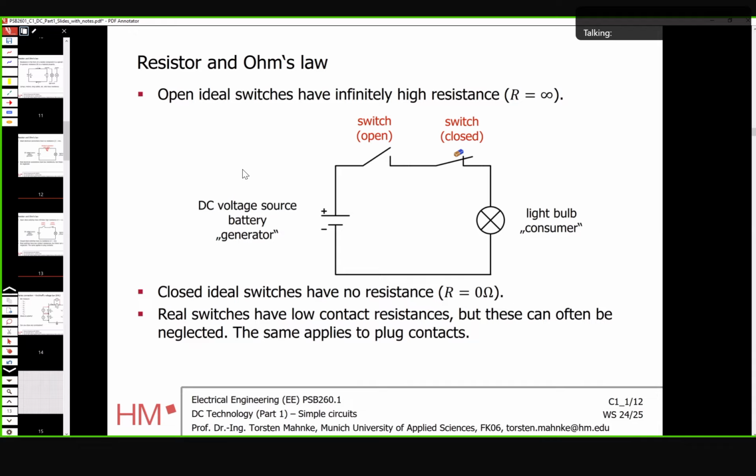Okay, good. So resistance is not really only a device, it is also a material property. Keep that in mind.